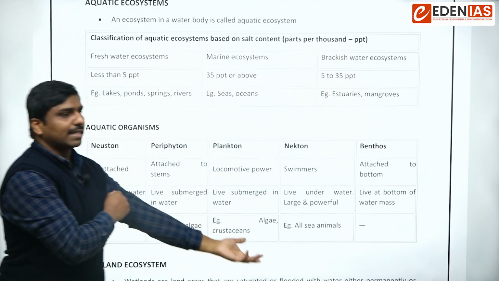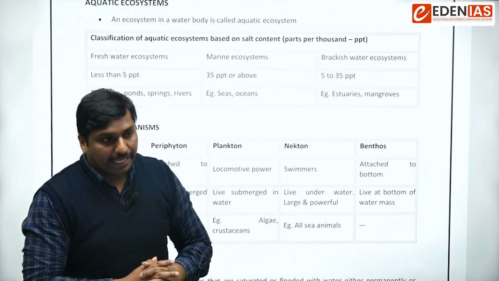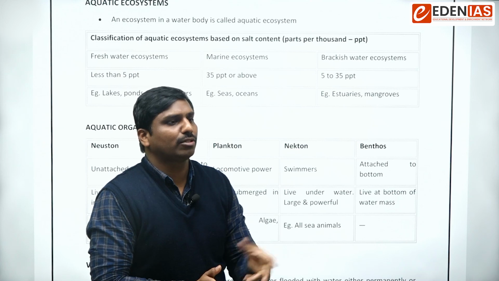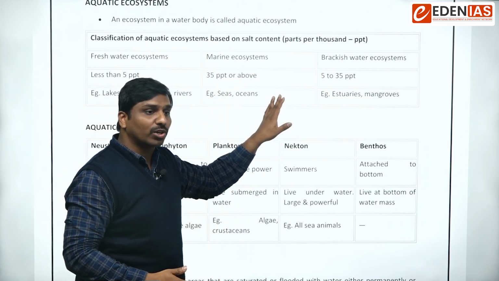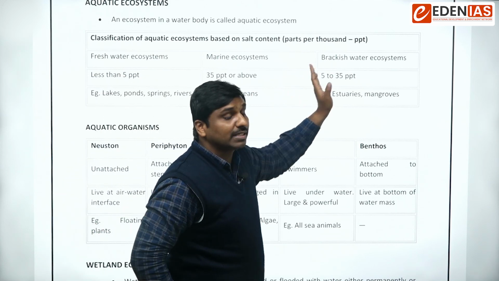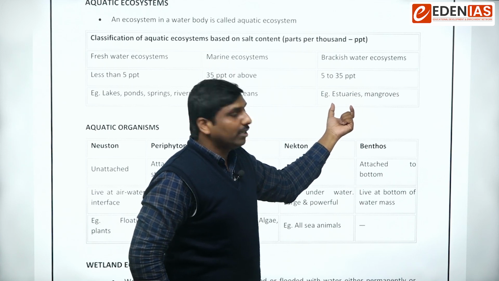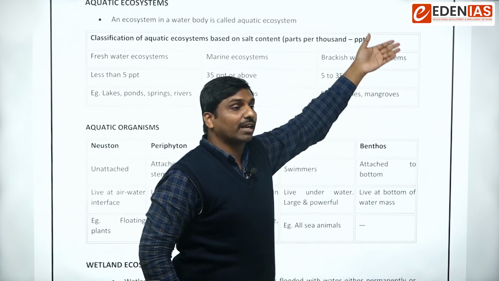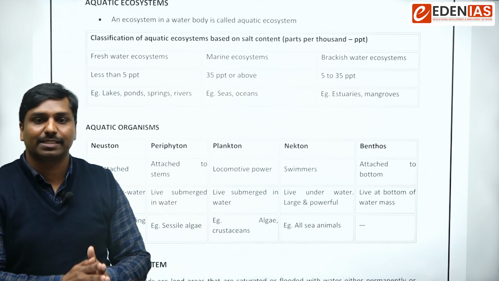Examples: for freshwater, we can have lakes, ponds, rivers, streams, etc. For marine water, we will have oceans, seas, all such things, coastal areas. Likewise, brackish water ecosystems are coastal ecosystems like estuaries and mangroves. So they are all brackish water ecosystems. Is that clear with examples?